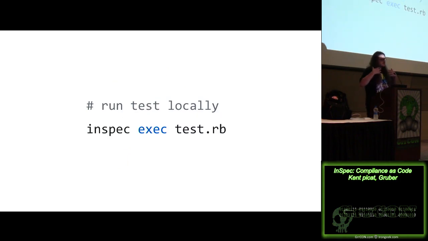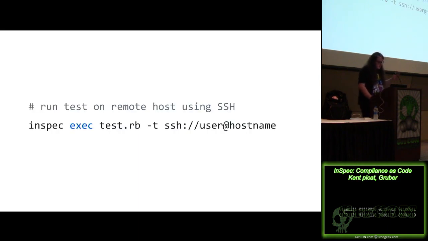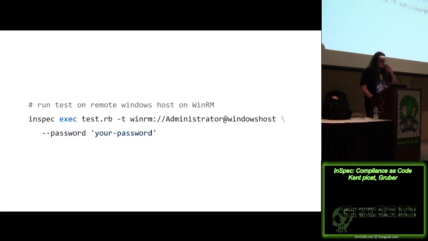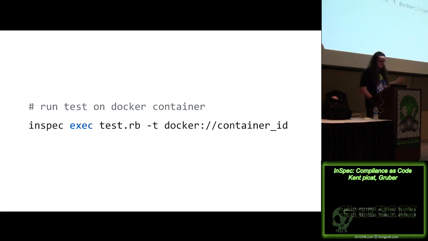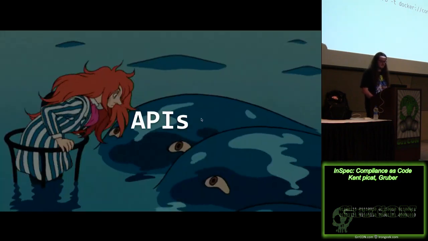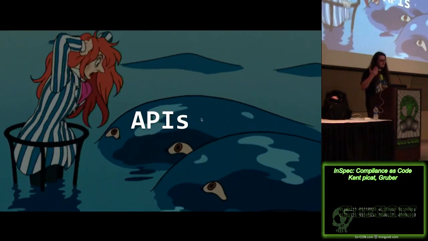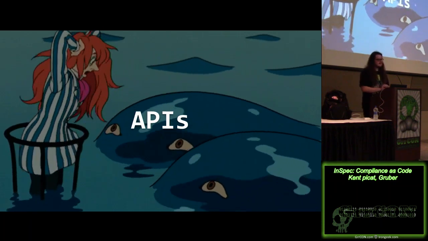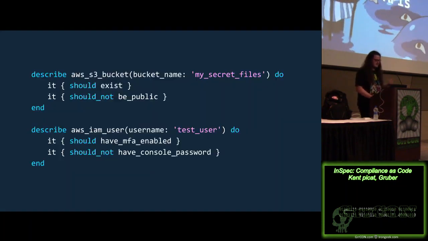So yeah, you can run your test locally. I could run a test right on my Mac right here, and it wouldn't SSH into it, it would just run it. We could also SSH into a thing, which is great. We could do the WinRM, and we could also test Docker. And this is kind of the syntax here. So everything has an API, right? And that becomes very, very nice to interact with.